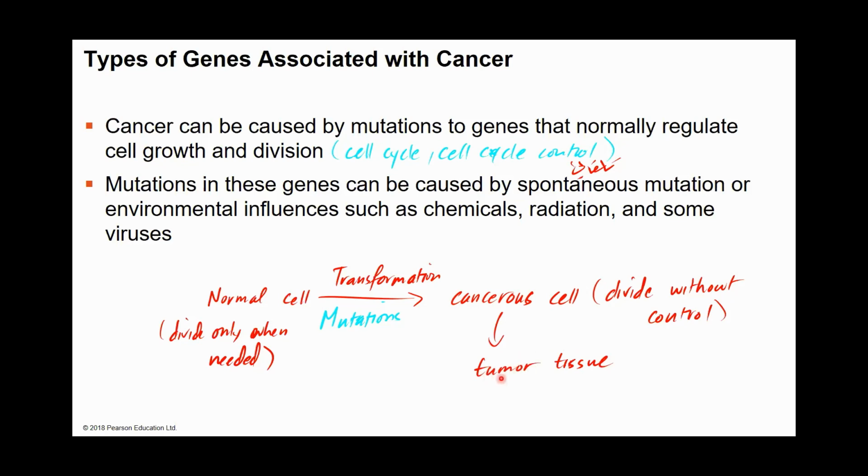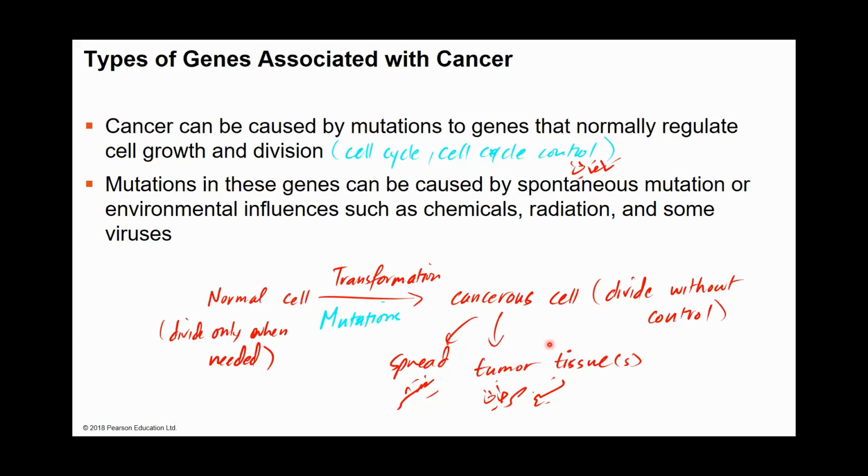And this tumor tissue might also spread into different parts of our body. So these cancer cells might form tumor tissues, and they could spread, some of them. Spread means انتشر. Tumor tissue, نسيج سرطاني, which is an abnormal tissue.